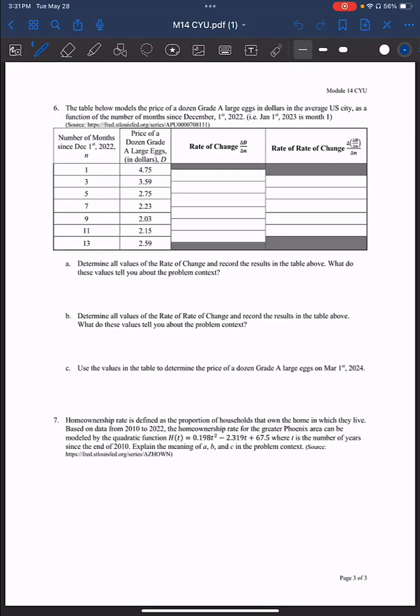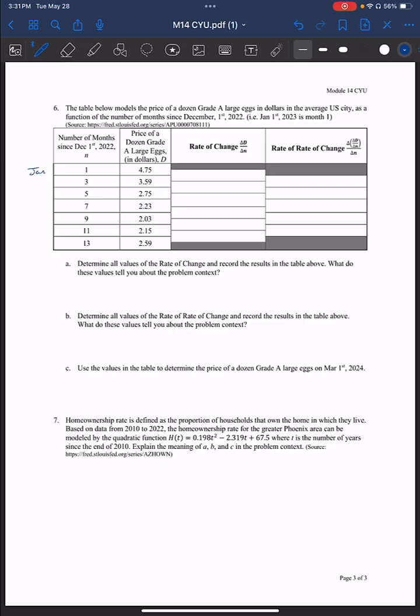Okay, in this problem, we're given a table again. It says the table below models the price of a dozen grade A large eggs in dollars in the average U.S. city as a function of the number of months since December 1st, 2022. So in other words, January 1st, 2023 is month one. So I'm going to come over here and write that down.